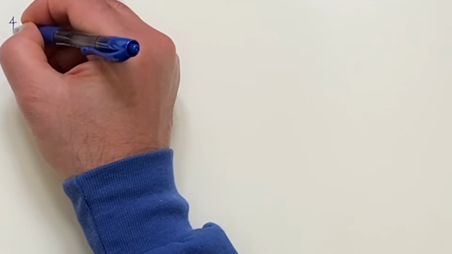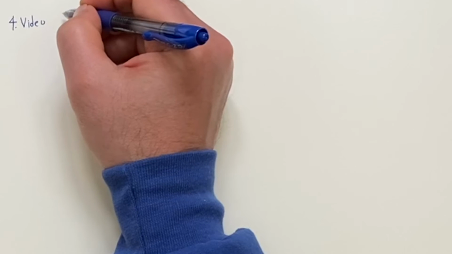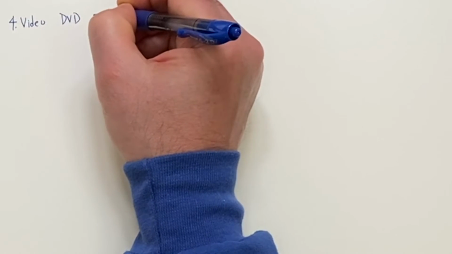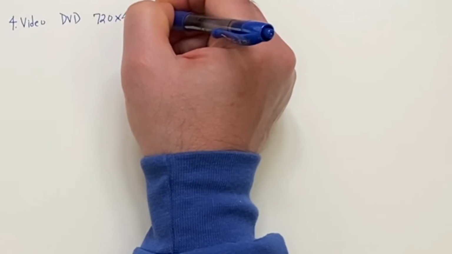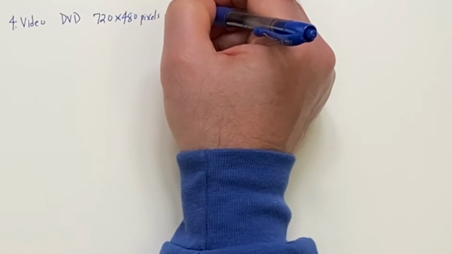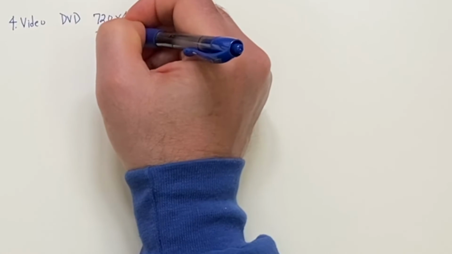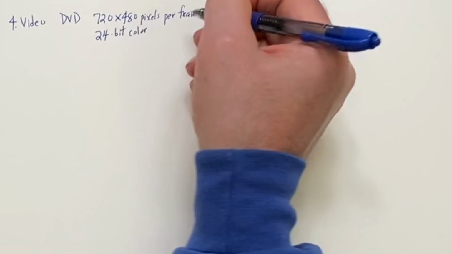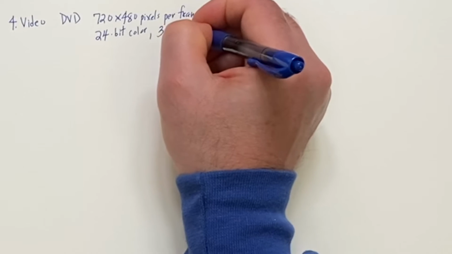One more example, video. Here, for a DVD, we're going to be using, this is given, 720 by 480 pixels per frame, with 24-bit color, and we have 30 frames per second.